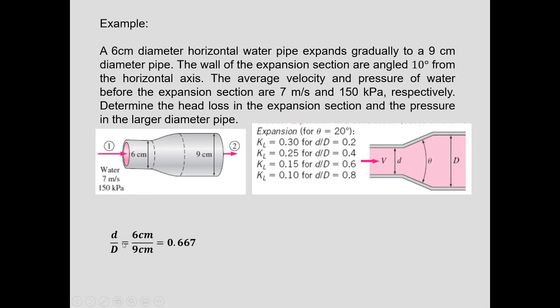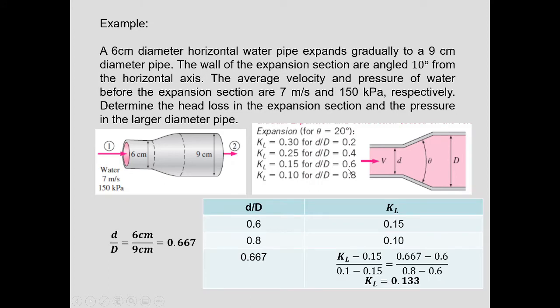So okay, D over D is 6 centimeter over 9 centimeter. Now we need the number, which is 0.667. You then look for this number in the table, so what you need to do is use interpolation. You know that 0.667 is located between 0.6 and 0.8. So I just do the interpolation. I think you have learned before about the interpolation. So you get KL equal to 0.133.